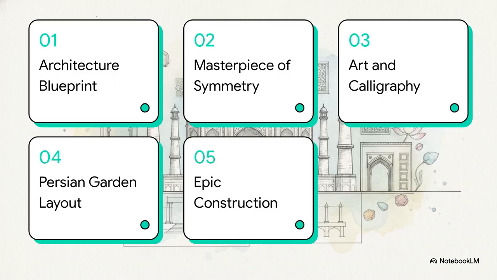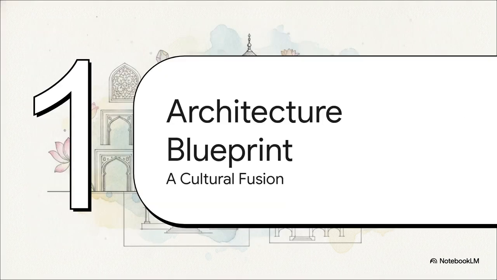To truly grasp a monument this complex, we're going to follow a roadmap today. We'll start with a grand architectural blueprint, move on to a masterpiece of symmetry, dive into the intricate art and calligraphy, explore the Persian garden layout, and finally look at the epic construction effort. Starting off with Section 1, the Grand Architectural Blueprint.